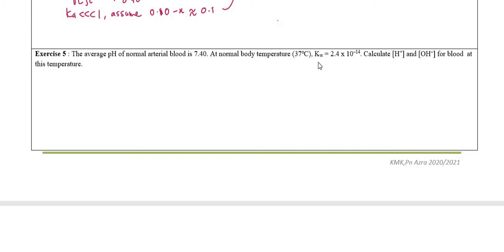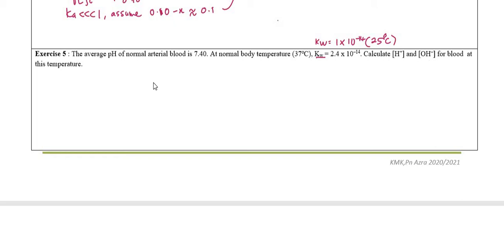Okay, first of all, you look at this value for Kw here. This is 2.4, right? So, dia berbeza dengan Kw yang kita belajar sebelum ini, iaitu Kw equals to 1 exponent negative 14. Okay, ingat, this water constant is referred to the temperature 25 degrees. So, kalau temperature berubah, Kw pun berubah. Okay. Soalan tanya concentration H plus and OH minus.